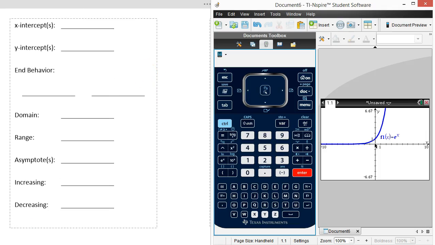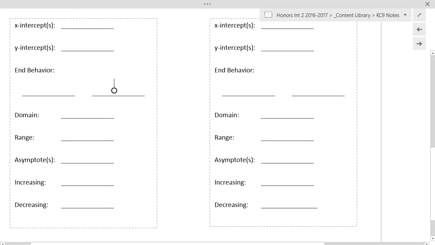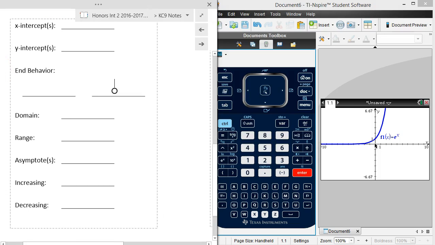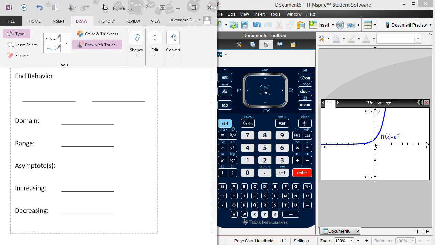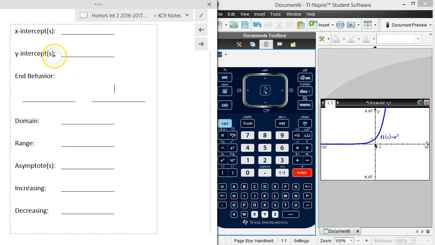If I look at this graph, again, it never actually crosses the x-axis. I'm going to change this quickly so I don't have to keep flipping back and forth. Yeah, that'll be better. I can see both of them. It never actually crosses the x-axis. So what's my x-intercept? Well, if it never crosses the x-axis, then it has no x-intercept.